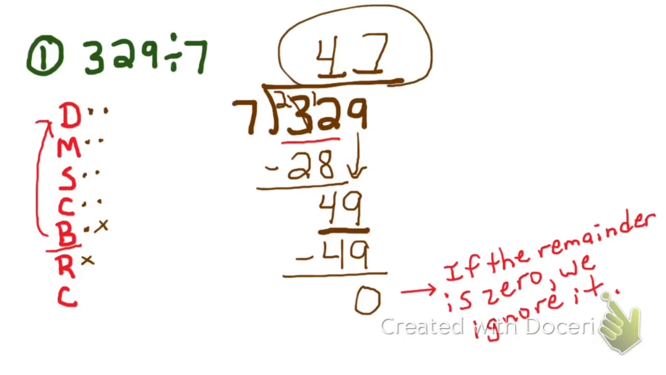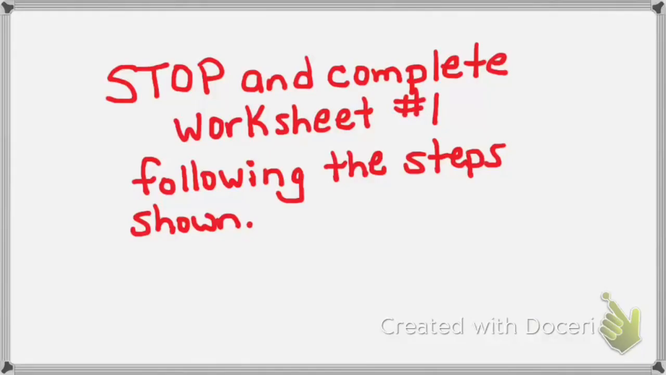You have to circle your final answer in a division problem because when we teachers are checking it, there are a lot of numbers all over the place, and we need to know that you know which of those numbers is the final answer. I've found the final answer. I've circled it. Please stop and complete worksheet number 1 right now, following the steps shown in the lesson. Remember, you can go back to this problem in the lesson and do it step by step with me.